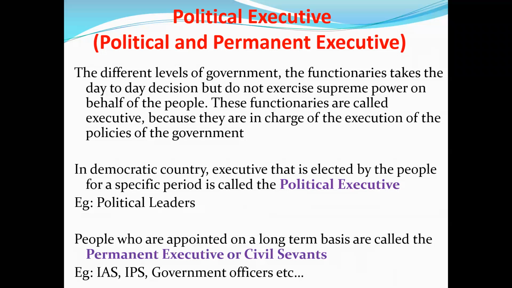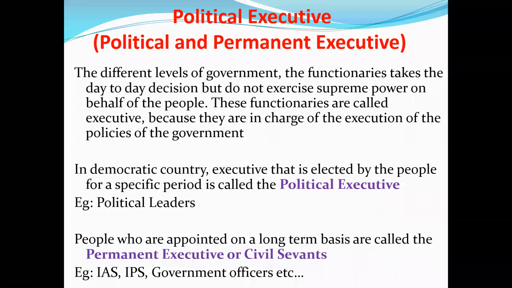This type of executive we call the political executive. Presently, the Prime Minister, Home Minister, Defense Minister, Education Minister, and heads of different departments are elected by the people and are also controlled by them. They are also heads of different departments. So this is the political executive, the political leaders. In the second category, people are appointed on a long-term basis. This is called the permanent executive or civil servants.